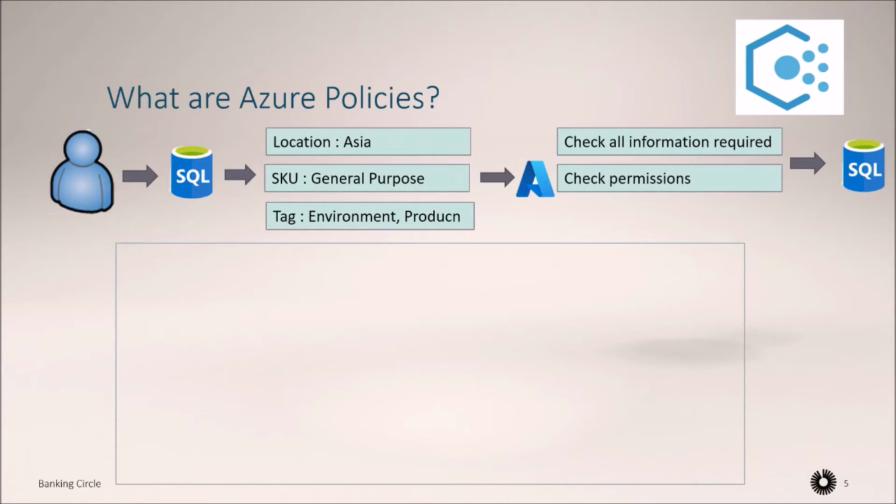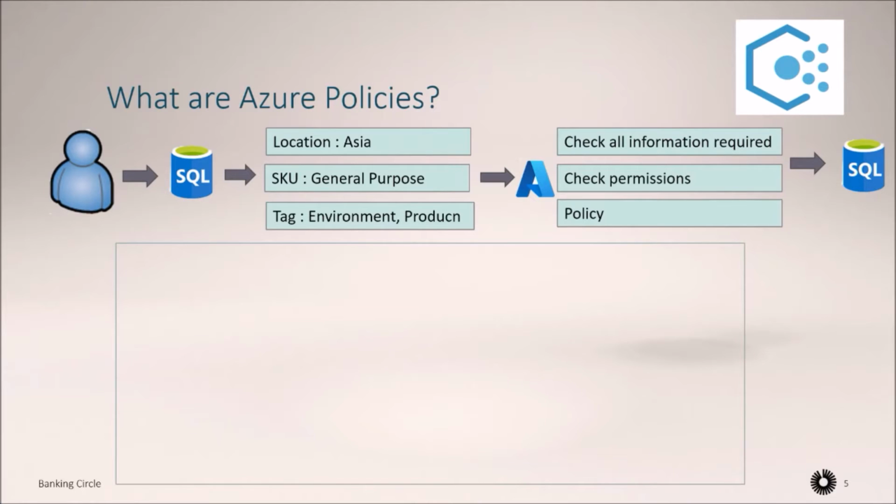It's always got a SKU of business critical. The environment is from a standard list of names and so on. And this is what our policies can do. They can add an extra layer of defense to your build process.